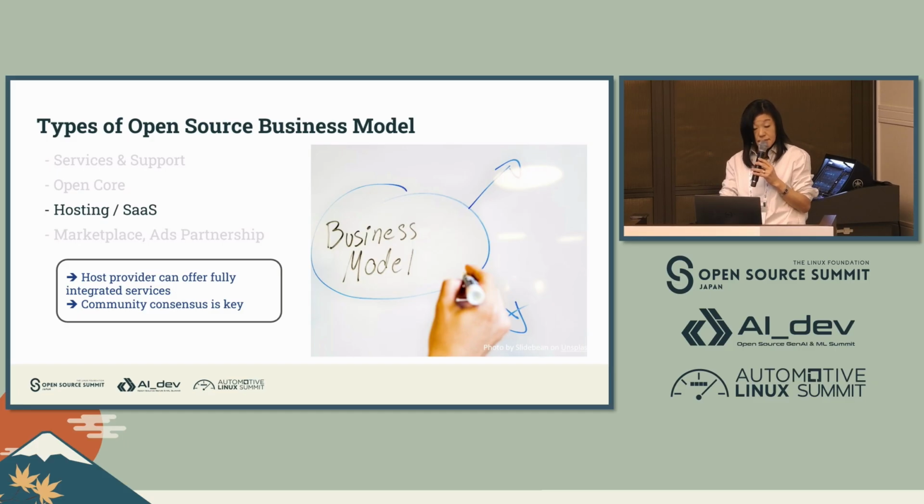For this reason, sometimes open source companies change their product licensing to prohibit selling their software as a service without paying royalties, to protect their commercial interests. The cloud providers can offer a fully integrated service by guiding users towards their commercial offerings, and if there's a lack of community consensus, they may lose the trust of the community.